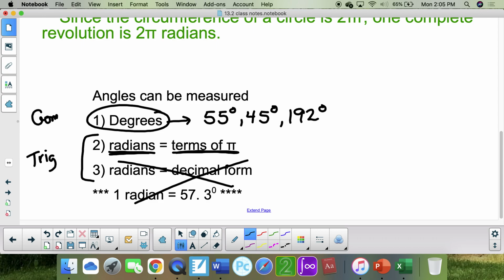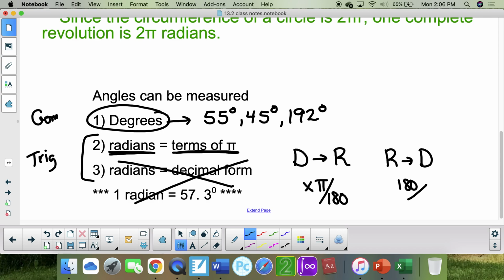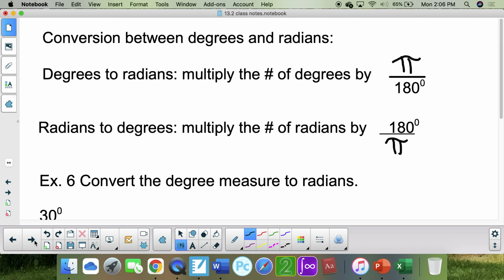But in order to go from degrees to radians, you just multiply by pi over 180. If you want to go from radians to degrees, you multiply by 180 over pi. And those are the two formulas. So, on the next page, this is exactly what I just said: pi over 180 and 180 over pi.